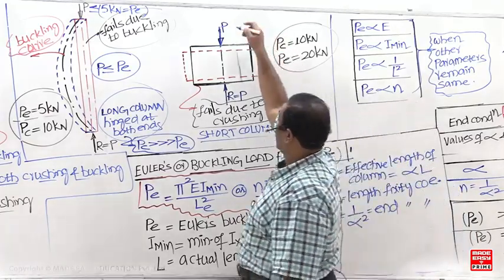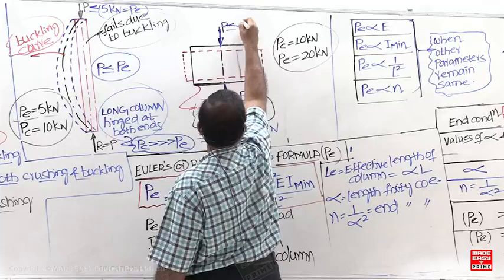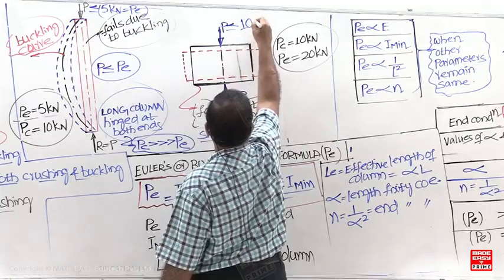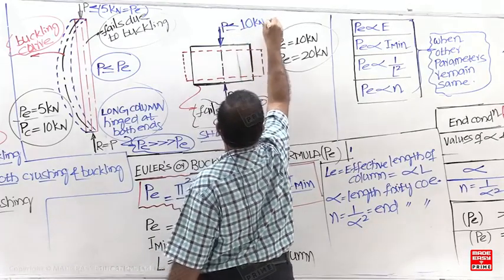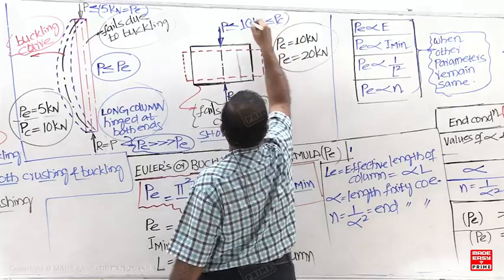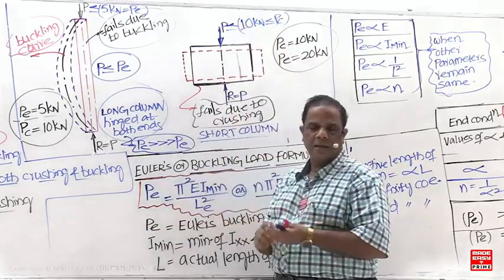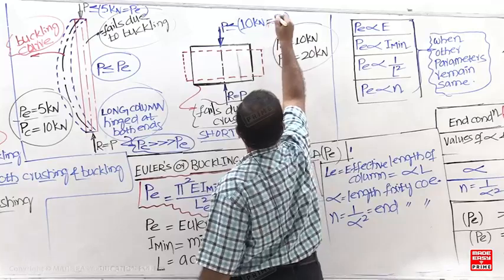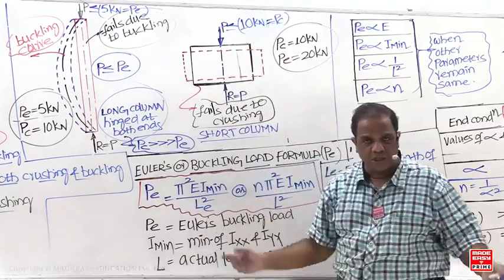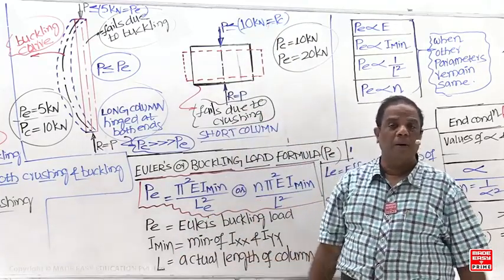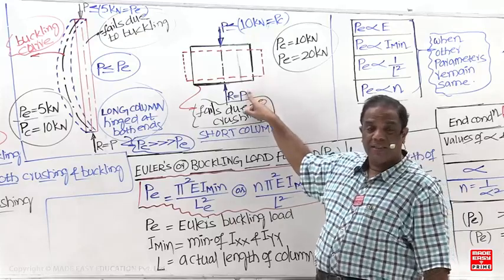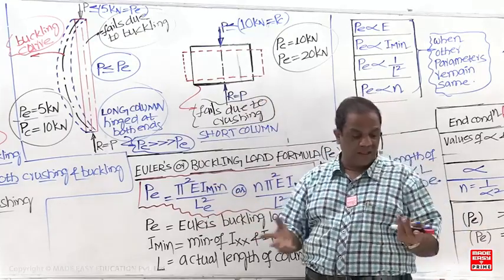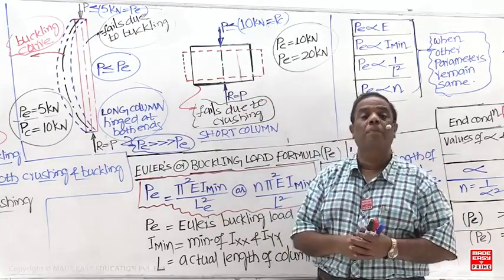Now, as long as P is less than or equal to 10, that is less than PC, there is no crushing. When there is no crushing, there is no buckling. So we have to design in such a way that there is no crushing. When there is no crushing, automatically there is no buckling.